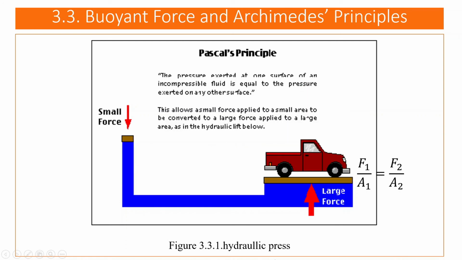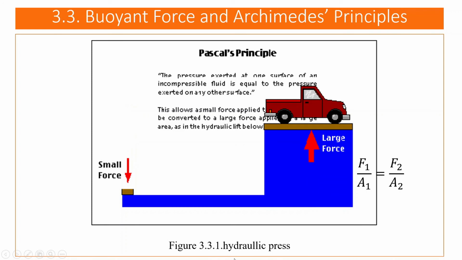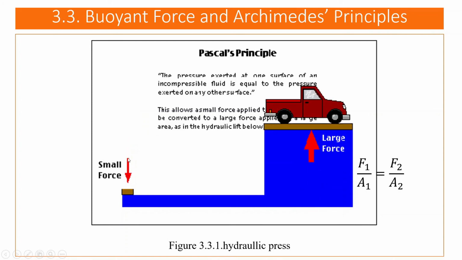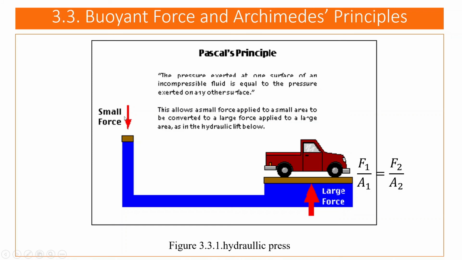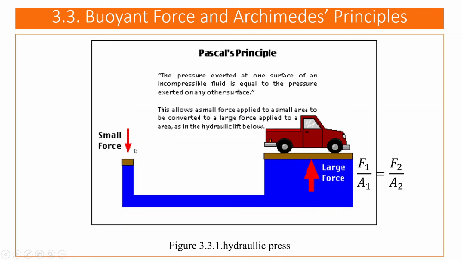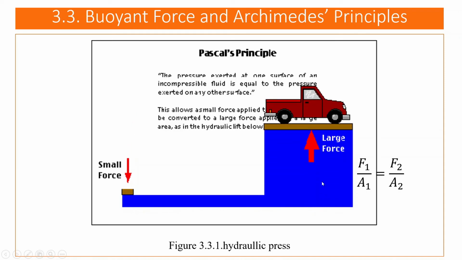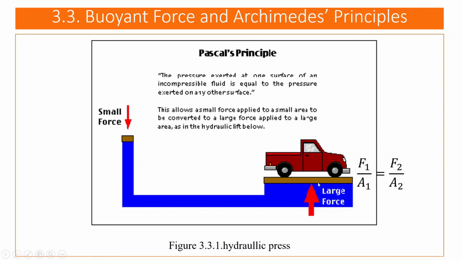So this allows a small force applied to a small area, and so we know that at this point when we apply force, and when this force is divided by the area, it gives us the pressure. So the pressure is transmitted throughout this fluid, which means the pressure that is present at this point is equal to the pressure that is present at this point.